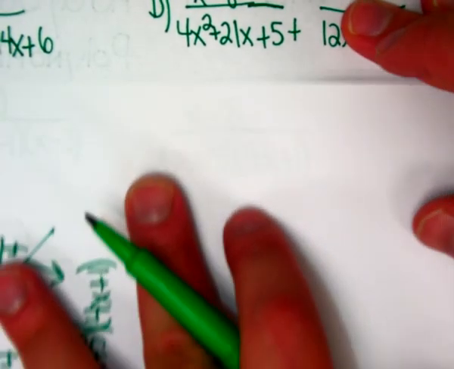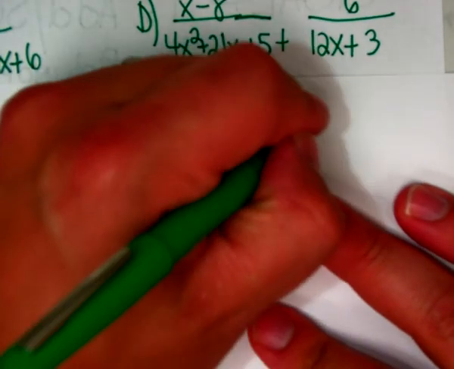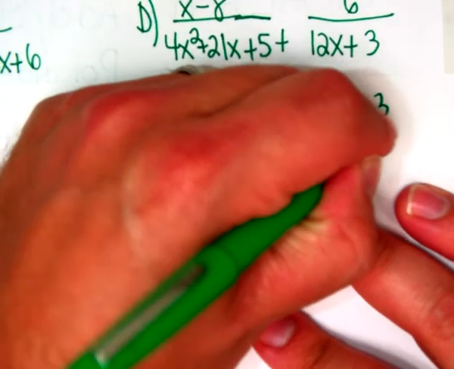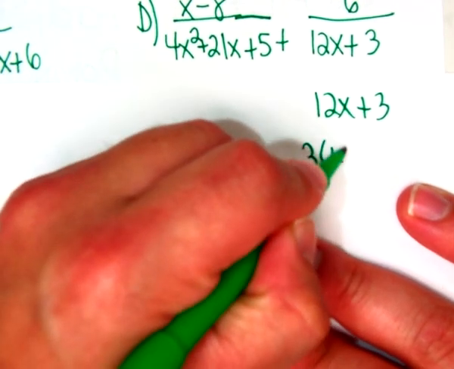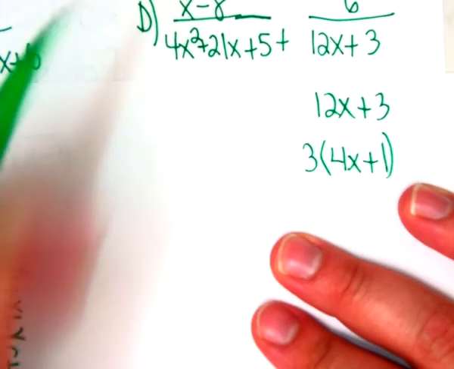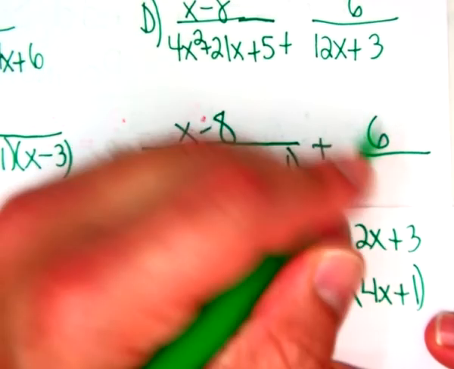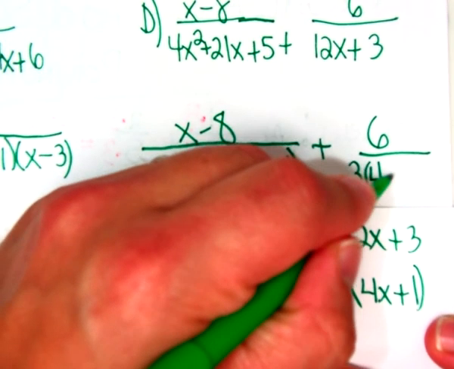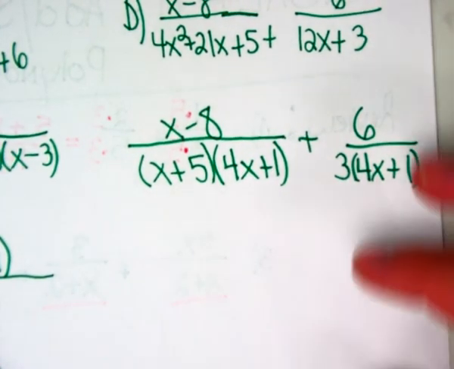For the right side here, 12 times x, or 12x plus 3. The GCF for this that we could take out is going to be 3 times 4x plus 1. Nothing else we could do with that, so let's go ahead and rewrite this. We have 6 over 3 times 4x plus 1. And now we've factored the denominators.